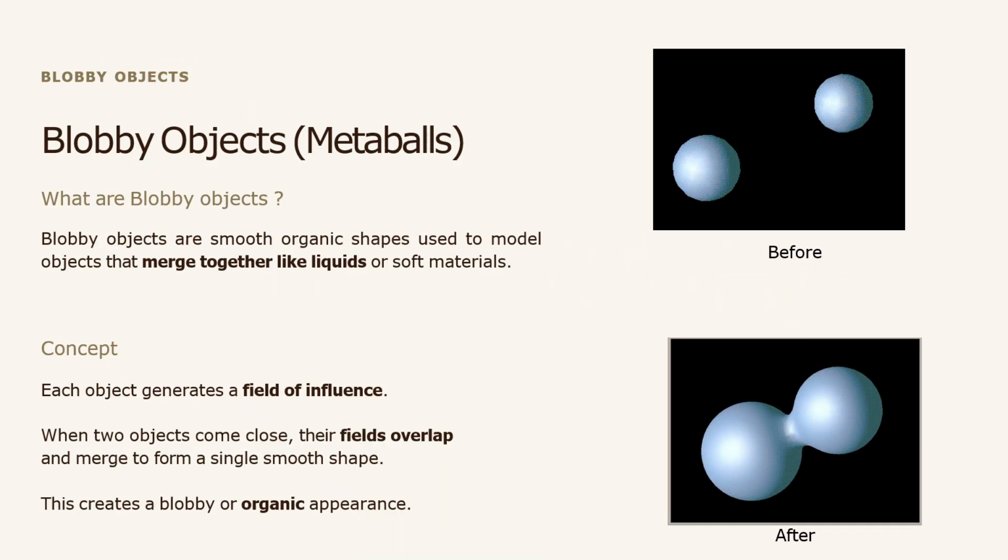Now let's discuss blobby objects, also called metaballs. These are smooth organic shapes that merge together naturally. Each object creates a field of influence around itself. When two objects come close, their fields overlap and merge, producing one continuous surface. This creates realistic liquid, light, and soft body effects. Blobby objects are widely used in character animation, water simulations, molecular visualizations, and special effects in movies.